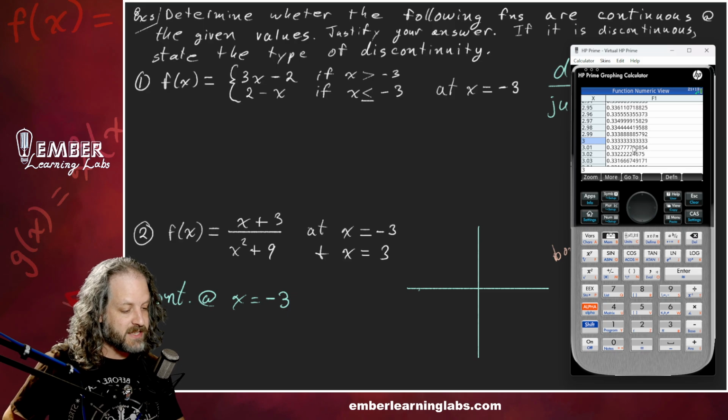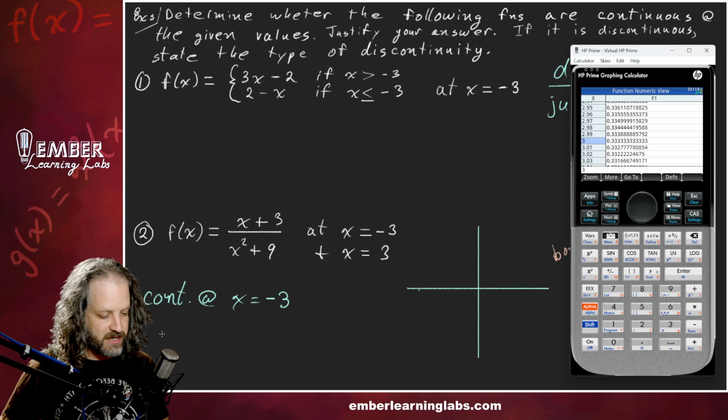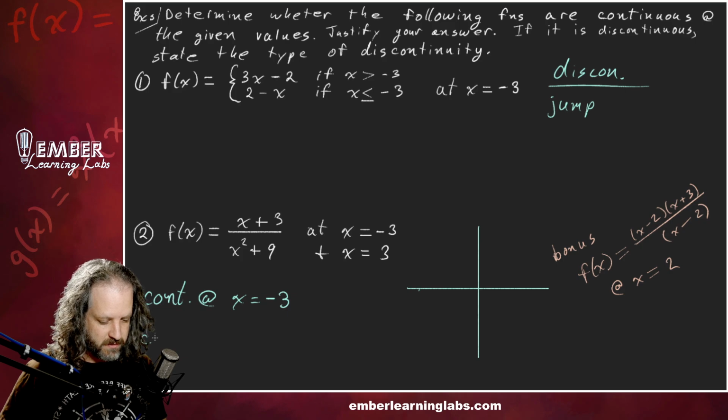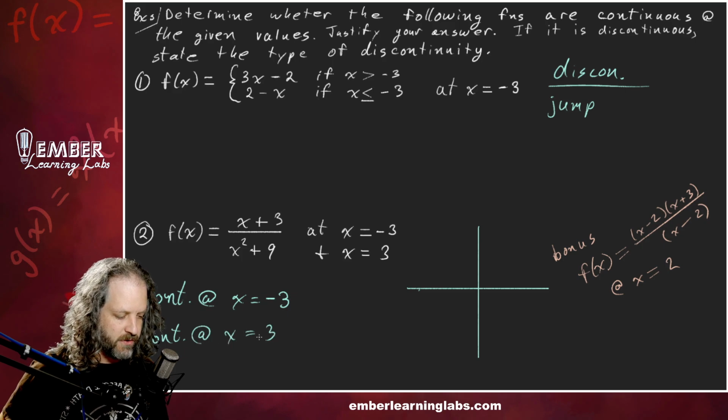Is the limit the same thing? Well, it's approaching 0.33, and it is 0.33. So it's also continuous at x equals 3. Great.